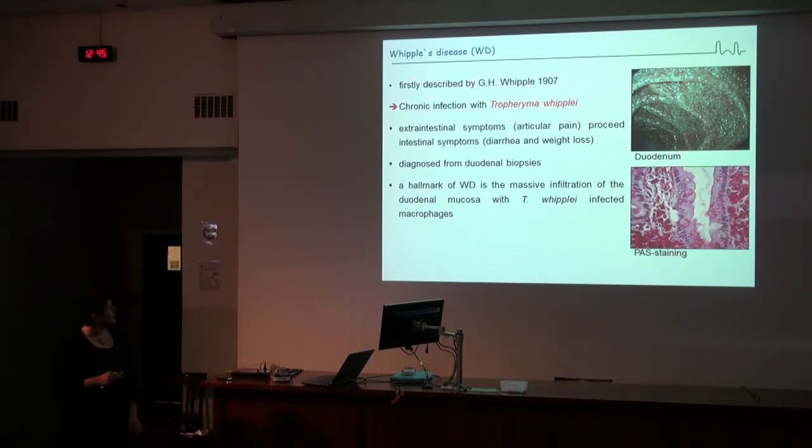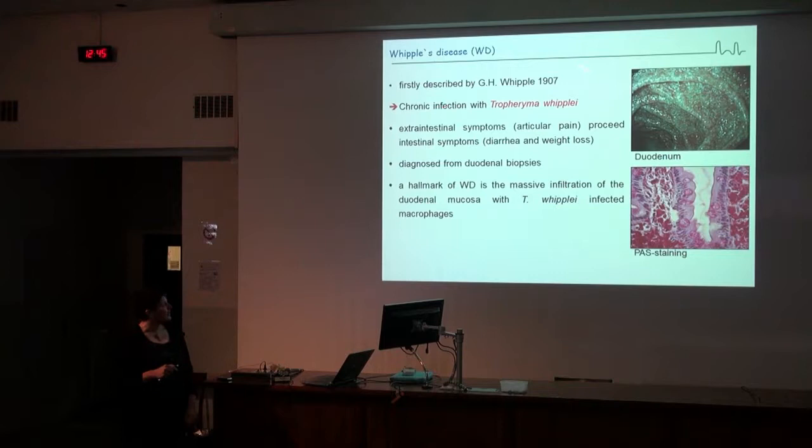Whipple's disease was first described in 1907 by George Whipple. It is a chronic infection, and extraintestinal symptoms normally precede the intestinal symptoms. There is a lot of articular pain and arthritis in the patients, and after some years diarrhea and weight loss develop. Classical Whipple's disease is then normally diagnosed from duodenal biopsies.